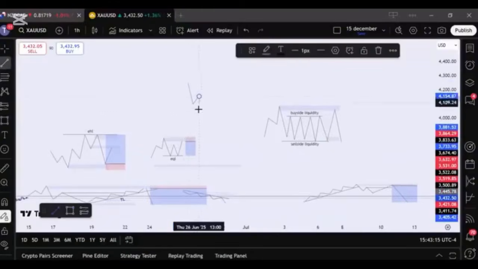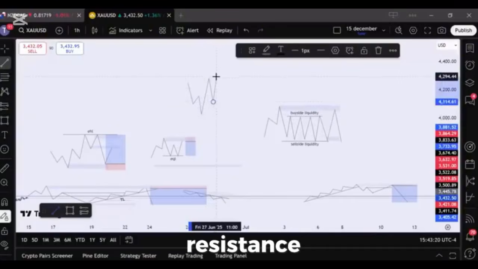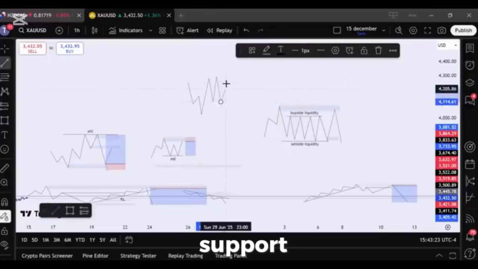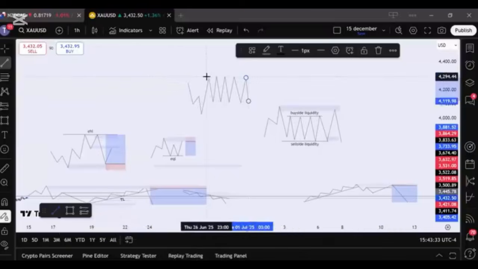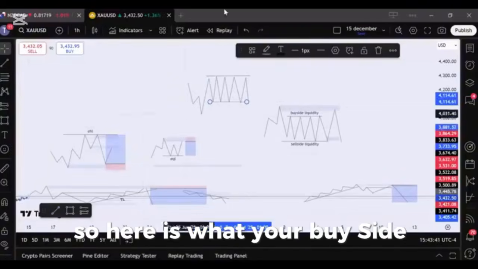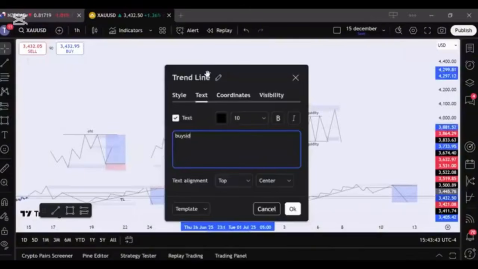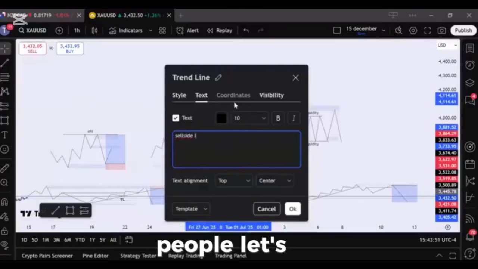Same thing for the opposite side. Let's say you have a buy zone, something like a structure shift to the upside, the market comes back, starts ranging: support, resistance, resistance, support, support, resistance, and so on. Eventually, when it's doing this, on this upside you have what you call buy side liquidity. Downside, you have what you call sell side liquidity. So here is your buy side liquidity. Then down here is your sell side liquidity.